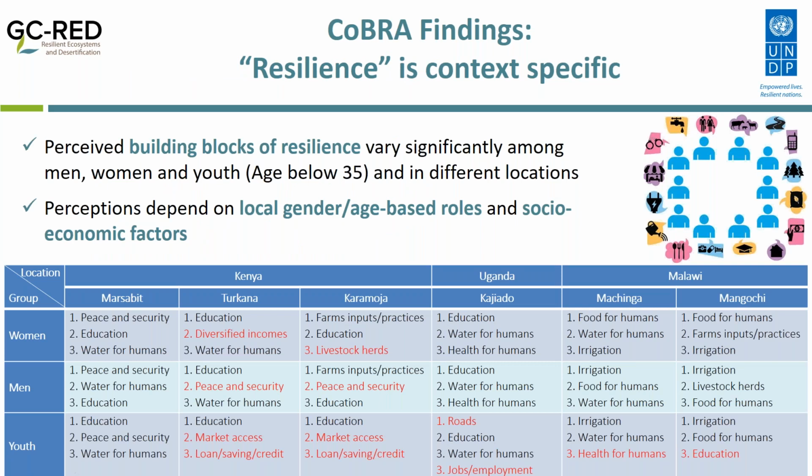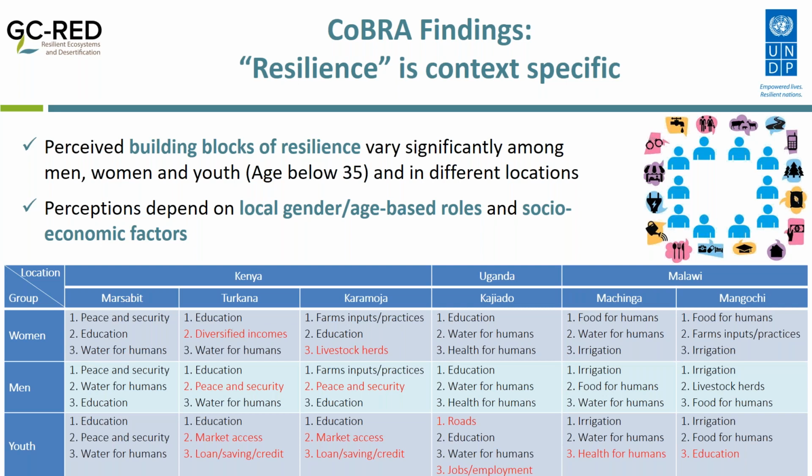So one of the key findings which was brought out from the past CoBRA is that views on resilience building blocks highly vary, not only among different locations or different countries, but also among men, women, and youth within the same location. As illustrated on the table, the perceptions on the building blocks shift partly since communities are in different socioeconomic conditions and at different development stages, such as under conflict situation or chronic food insecurity or water shortage.